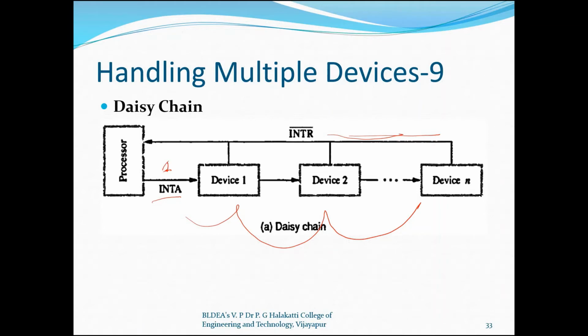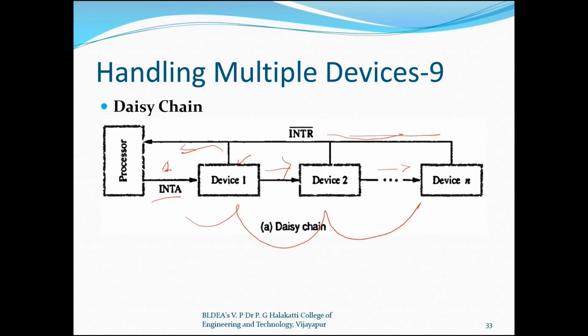This signal is received by device 1, the first device. If device 1 has requested the interrupt, it blocks the interrupt acknowledgement signal and sends its identity, identifying the interrupt vector on the data bus. Now if device 1 has not requested the service, it passes the interrupt request acknowledgement signal to the next device, device 2, and so on.